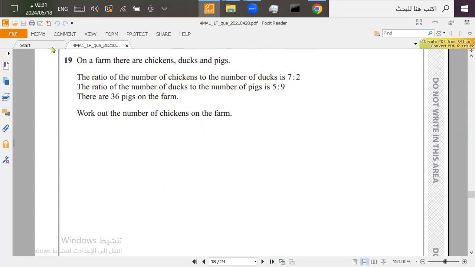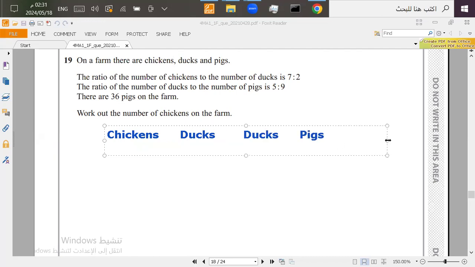Now, let me show you the easiest way to do different ratios. With different ratios, you can put them next to each other and jump from one ratio to another. How is that done? Let me show you. So we have chickens and ducks, so let's write them like this. Chickens, and then we have ducks. Focus on this step. And then we have ducks and pigs. I'll show you the easiest way for jumping from one ratio to another, because we have two different ratios.